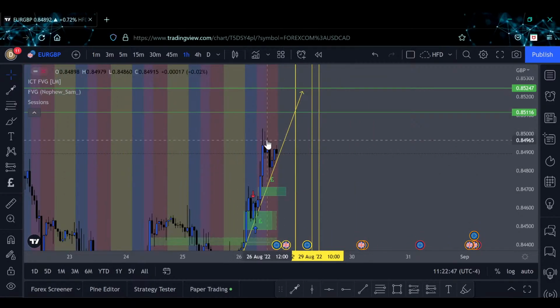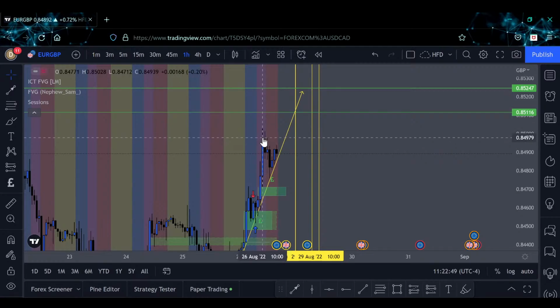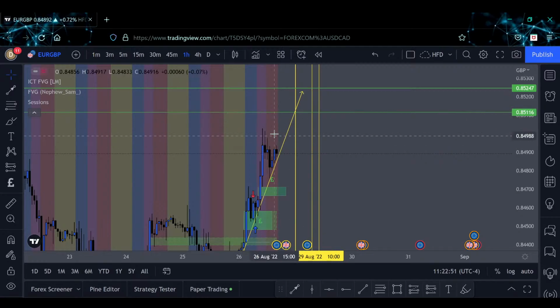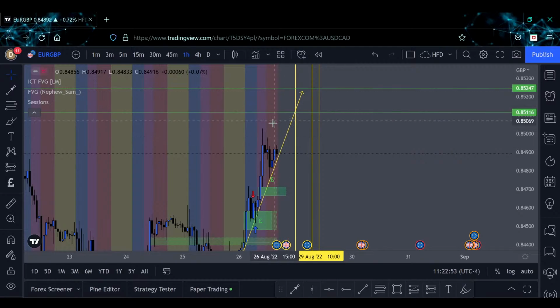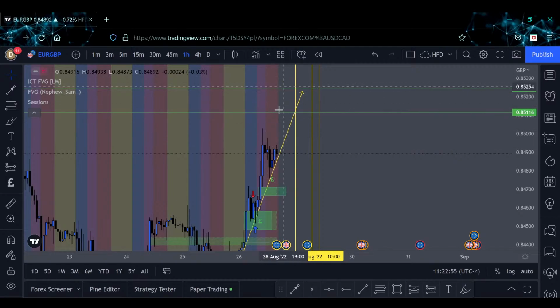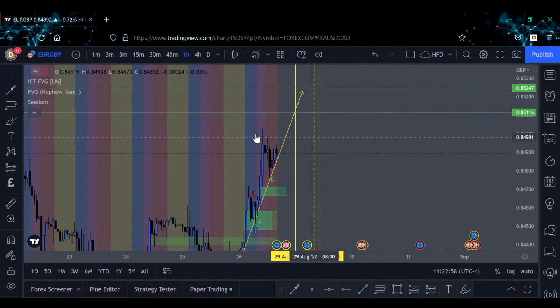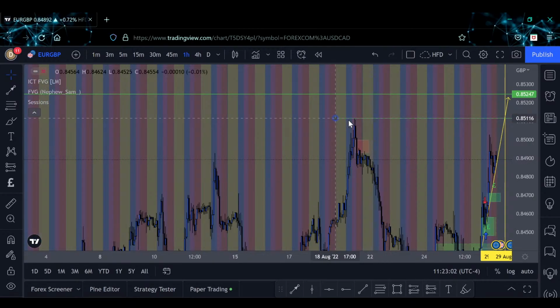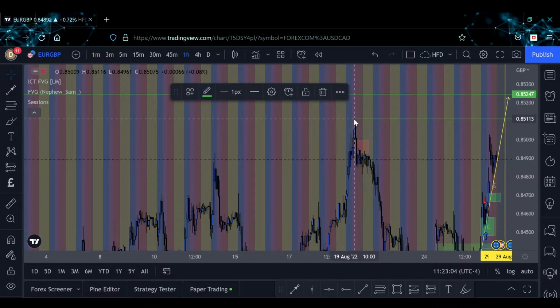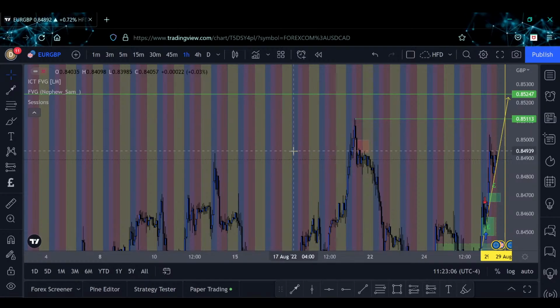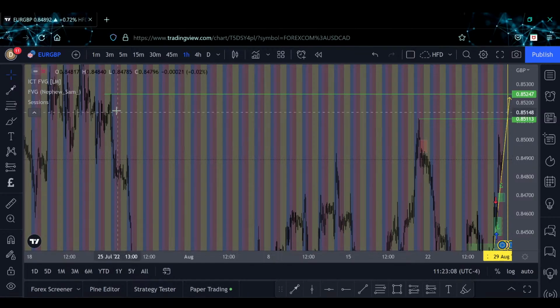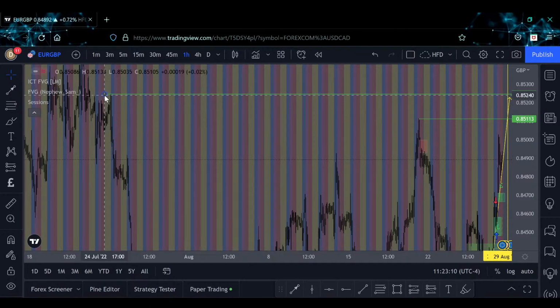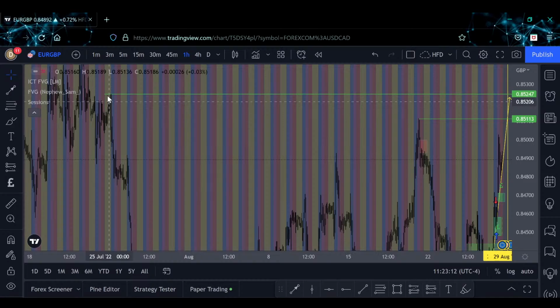There's also wicks here, liquidity, stop losses set above, so I would assume it's going to continue up, take daily levels for here, and then maybe reverse. So I'd be bullish on Euro GBP.